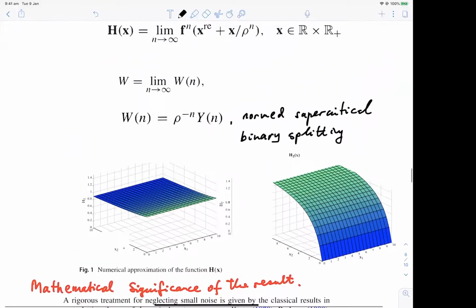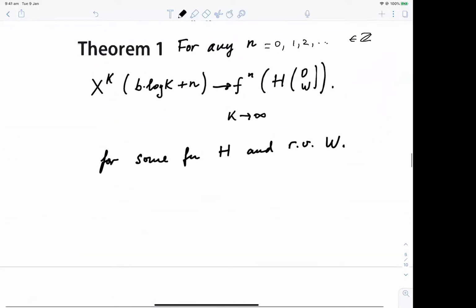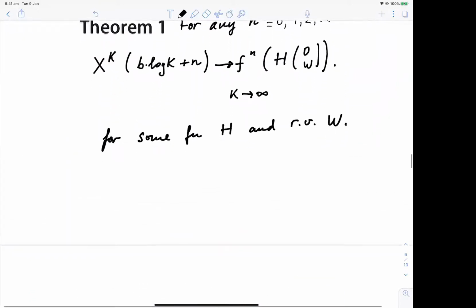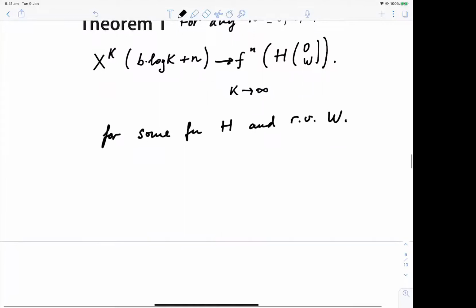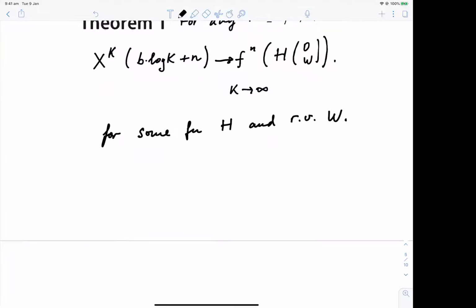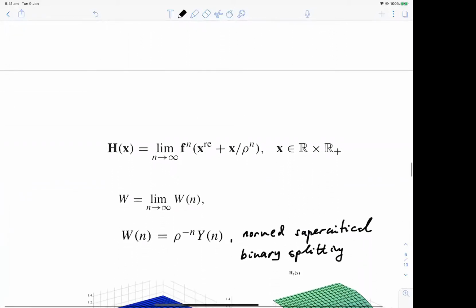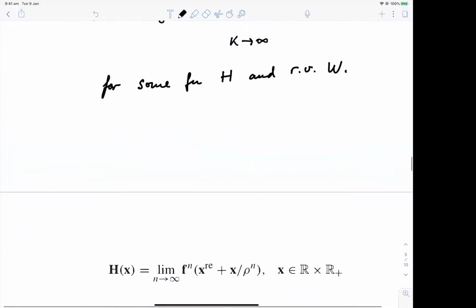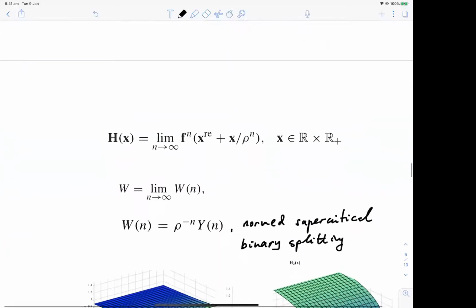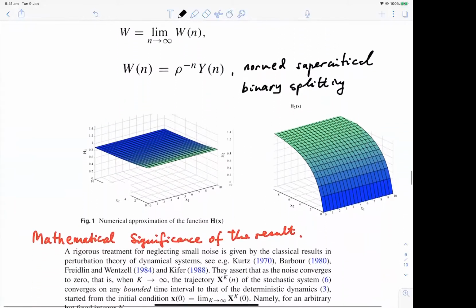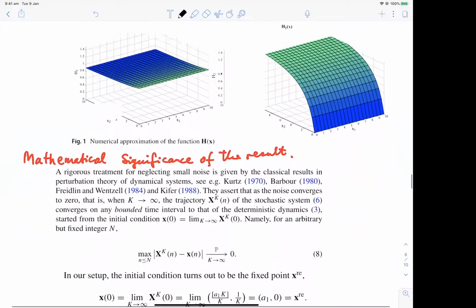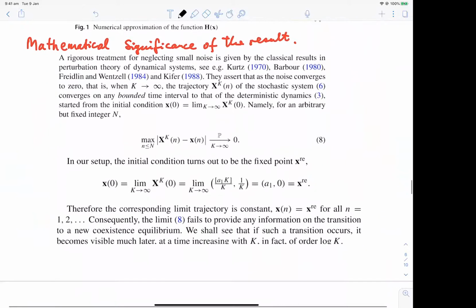In fact, we have an initial condition. It leads to the same deterministic dynamics as before, but now with a random initial condition. And the random initial condition is composed from a function h obtained from dynamics f in some nonlinear way, and a random variable W, which is obtained by linearization of the stochastic dynamics.